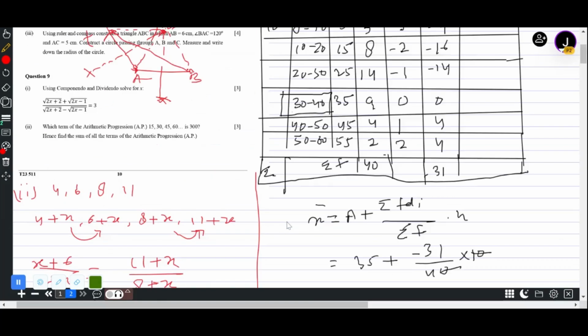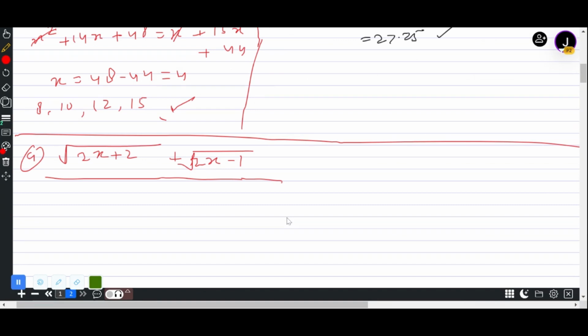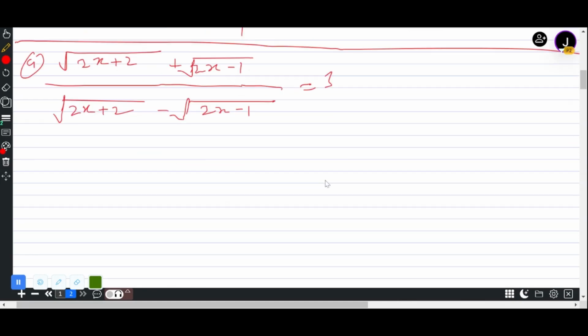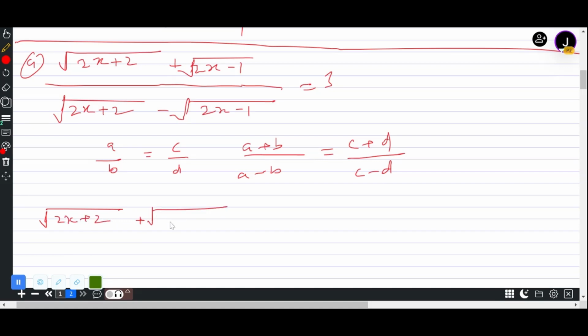Question number 9, first part: root of (2x plus 2) minus root of (2x minus 1), and that is equal to 3. Using componendo dividendo to solve for x. Okay.